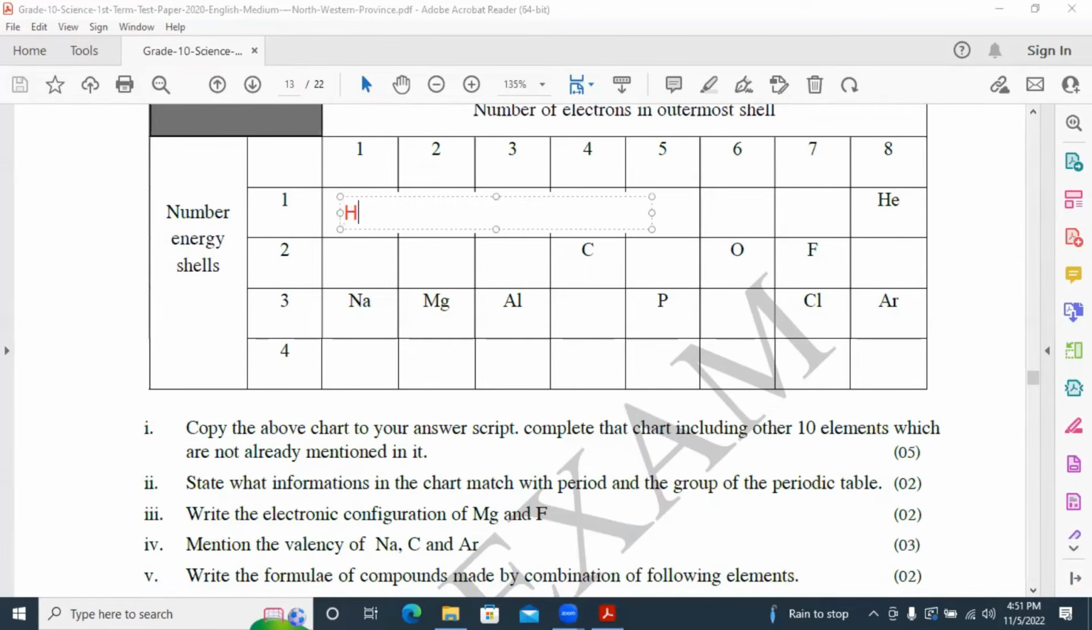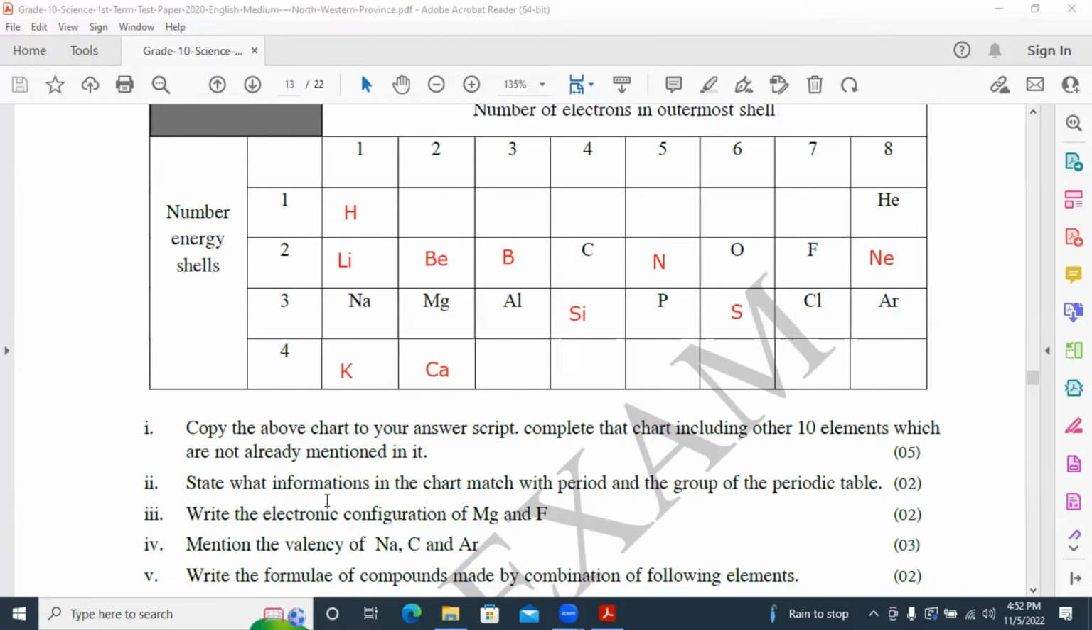Here this is hydrogen, lithium, beryllium, boron, nitrogen, neon, silicon, sulfur, potassium, calcium. State 1 information in the chart that matches with the period and the group of the periodic table.